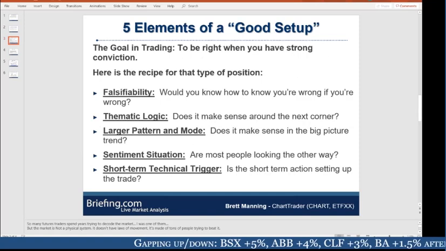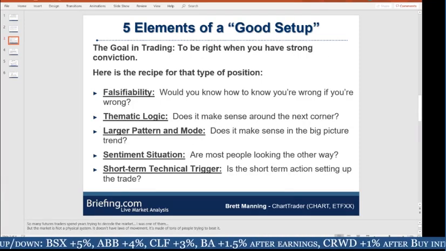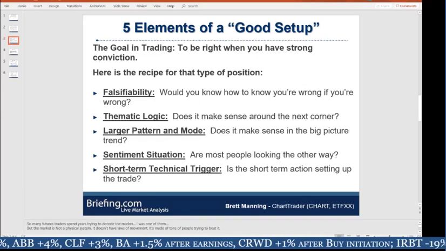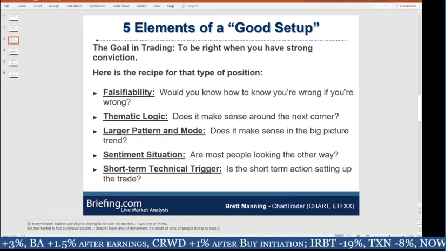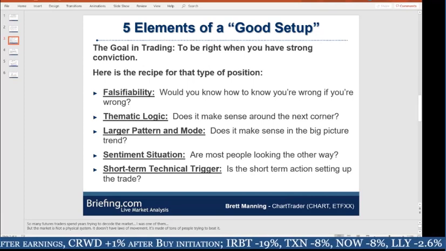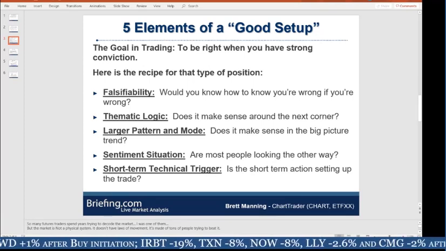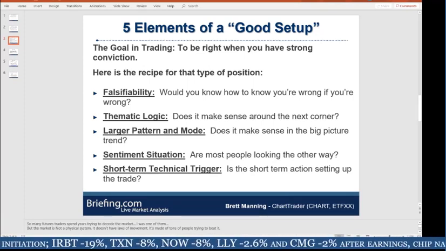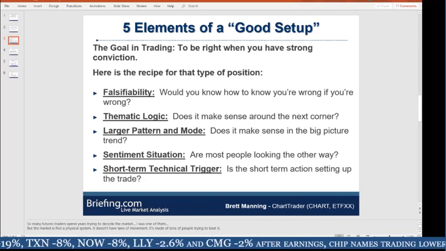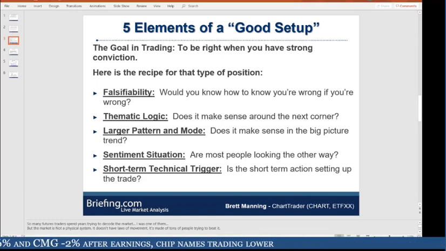So, you see a list of the 5 key elements that I think are really important. The first one, falsifiability, is probably the most important consideration, and I think a lot of traders overlook this. Knowing precisely what would make you wrong on an opportunity is really the most important thing to know. If you don't know what will make you wrong on something, you have the potential for a catastrophic loss.